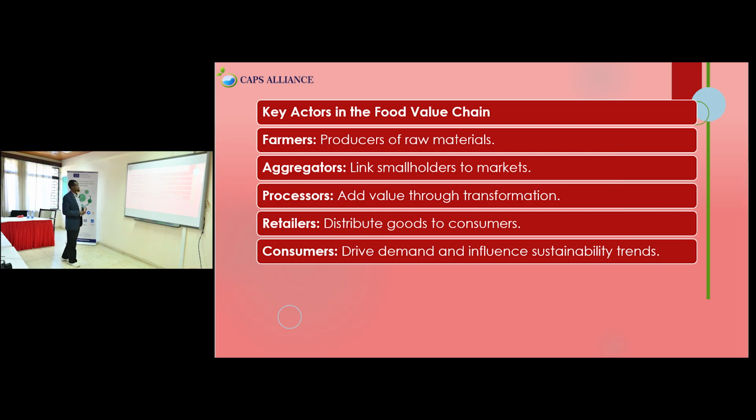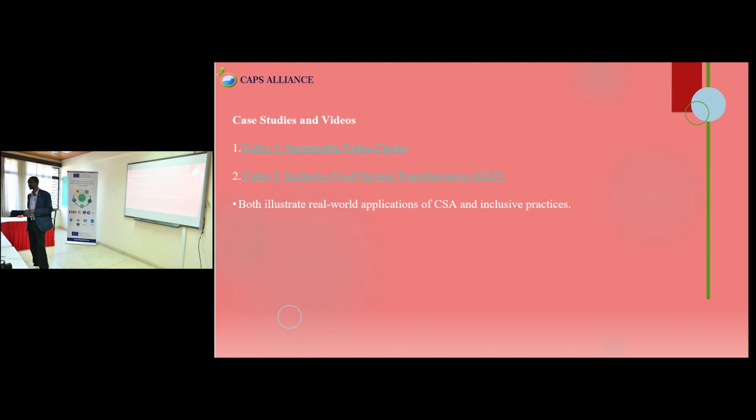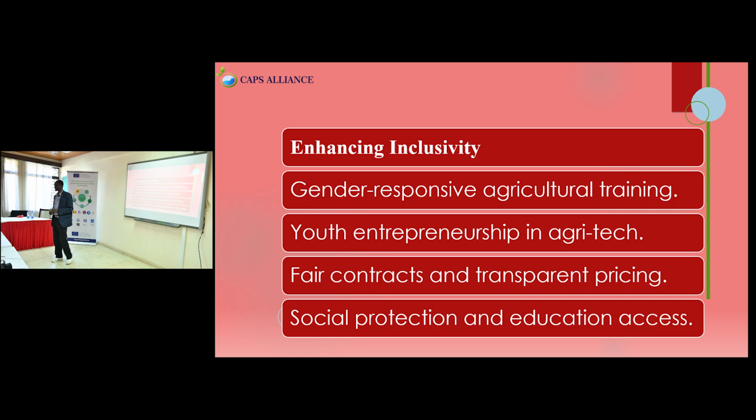Now, the key actors in the food value chain, I think that's something that we need to appreciate. Can you go almost to the last one, because we don't want to waste time. I think we have actually done a lot. I'll go down. Inclusivity. We talk about enhancing inclusivity. We have talked about it, that the vulnerable groups must be included. All the people, or the youth and the women. Inclusivity, that's exactly what it means.